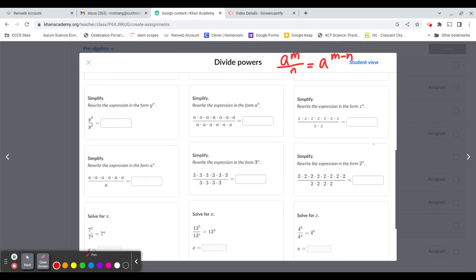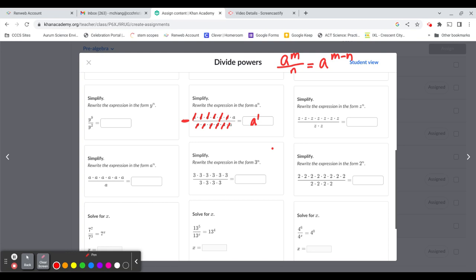So if you have questions like this one, you can just go ahead and cancel the a's out. Top, a divided by a is 1, so they basically cancel out. Cancel, cancel, cancel, cancel, cancel. So it's a to the power 1.